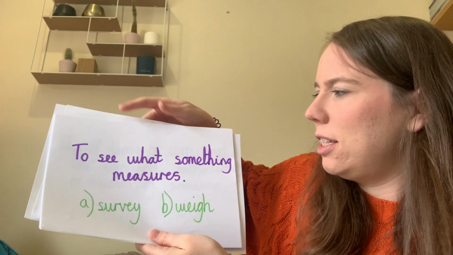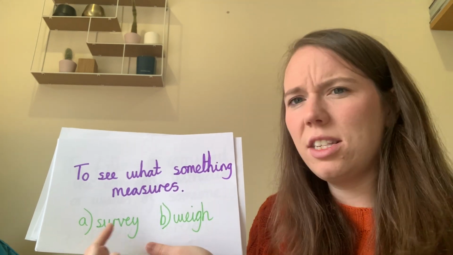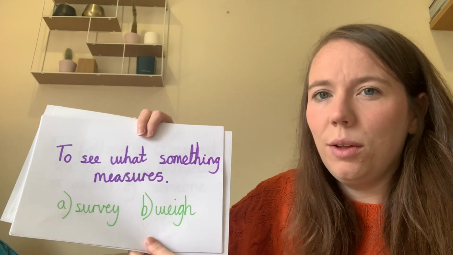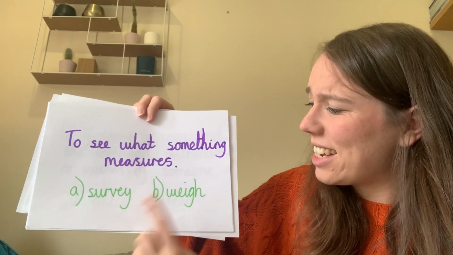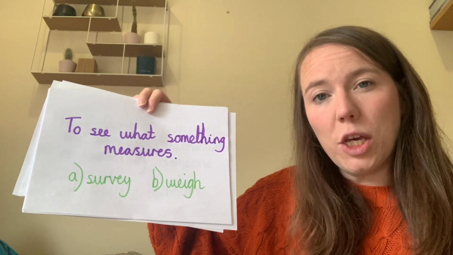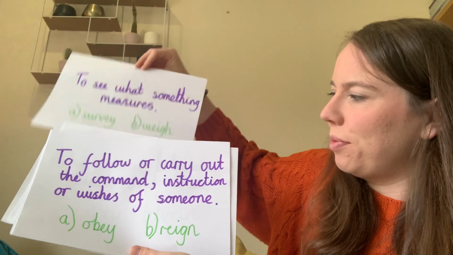This definition is to see what something measures. Is that the definition of the word survey or the definition of the word weigh? Okay, you're right. Well done. It is B, weigh. To weigh something. If you are weighing something, you are seeing how heavy something is. Are you ready for the next question?